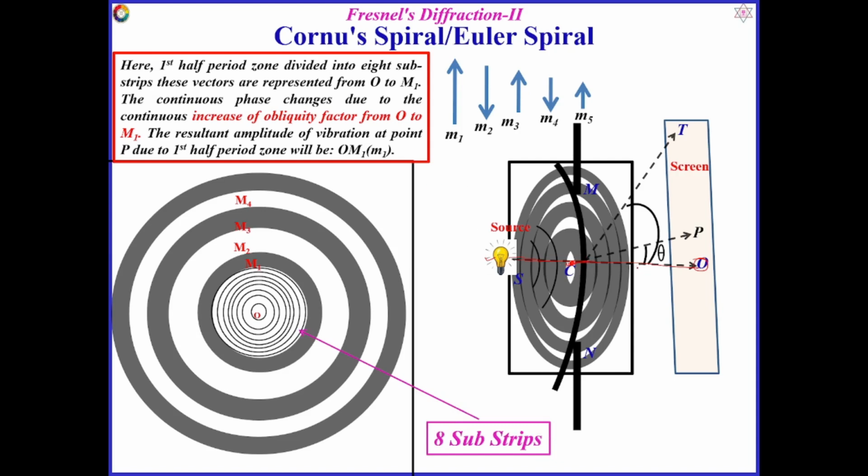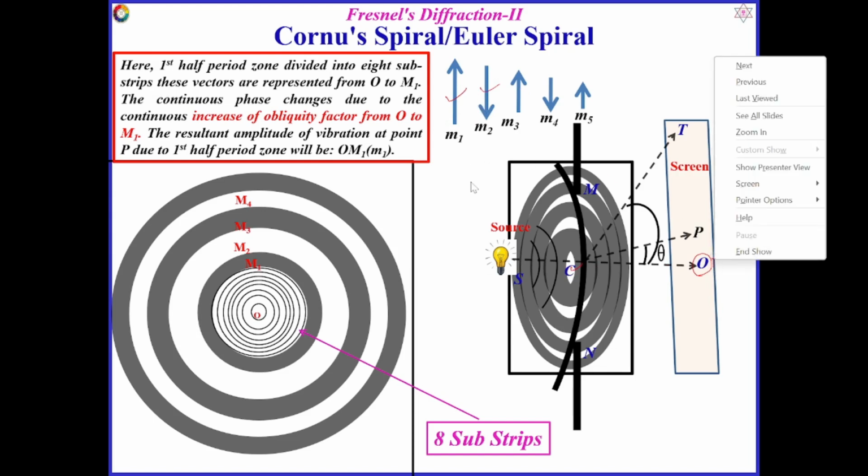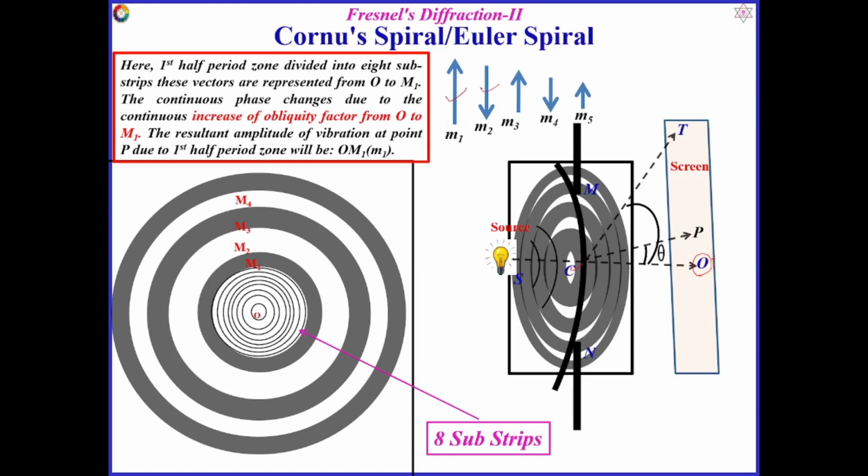As we discussed, due to the obliquity factor, if we want to find out the intensity at point P and T, then the angle will increase. We know that the obliquity factor is 1 plus cos theta, so as theta increases, this value decreases, and the obliquity factor decreases. These things we have already discussed. Also, in our previous slide, M1 is the amplitude of vibration at point O due to the first half period zone. M2 is the vibration at point O due to the second half period zone, which has a phase difference of pi compared with M1. These things we have already discussed.